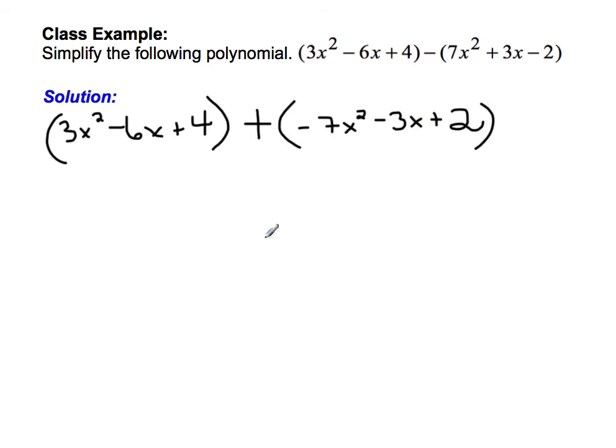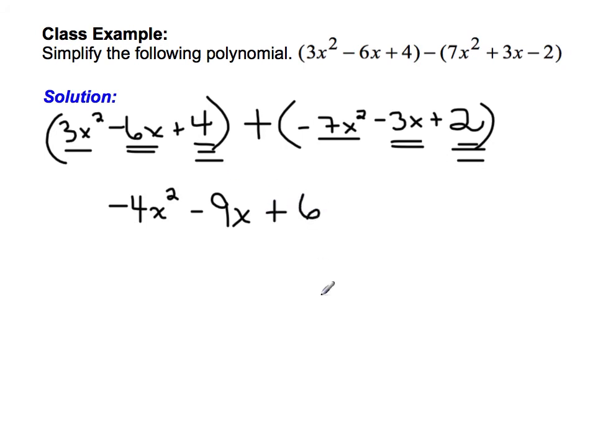Okay, so now what we're going to do is we're going to zero out, or we're going to just look at our coefficients. So we have positive 3x squared and negative 7x squared gives you the negative 4x squared. Then we have these two, which are like. We have negative 6 and negative 3, so we actually have negative 9x. And then we have our constant terms. 4 and 2 is positive 6.